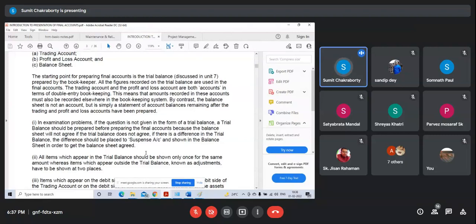The trading account and profit and loss account are both accounts in terms of double entry bookkeeping. This means that the amounts recorded in these accounts must also be recorded elsewhere in the bookkeeping system. By contrast, the balance sheet is not an account but is simply a statement of account of balances remaining after the trading and profit and loss accounts have been prepared.